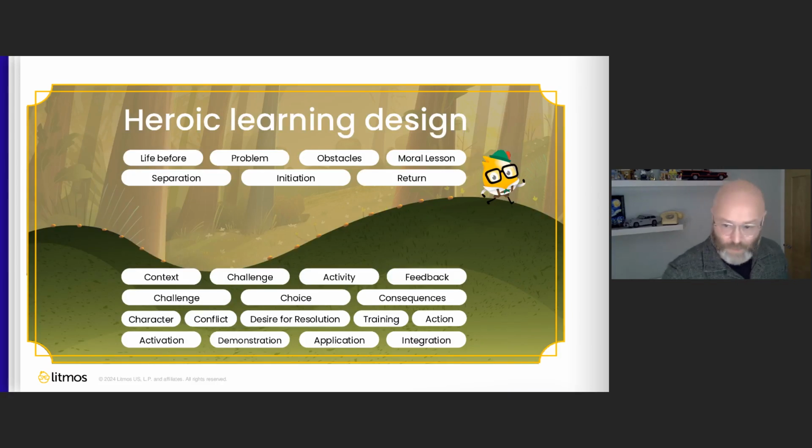So here we go. Hansel has moved through the curve. He's ended up in a higher position than he started. He's gone through the separation, initiation, return. He's gone through the context, challenge, activity, and the feedback. And he's come out the other side in a better position. And that's what we're striving for with our compliance training in particular.